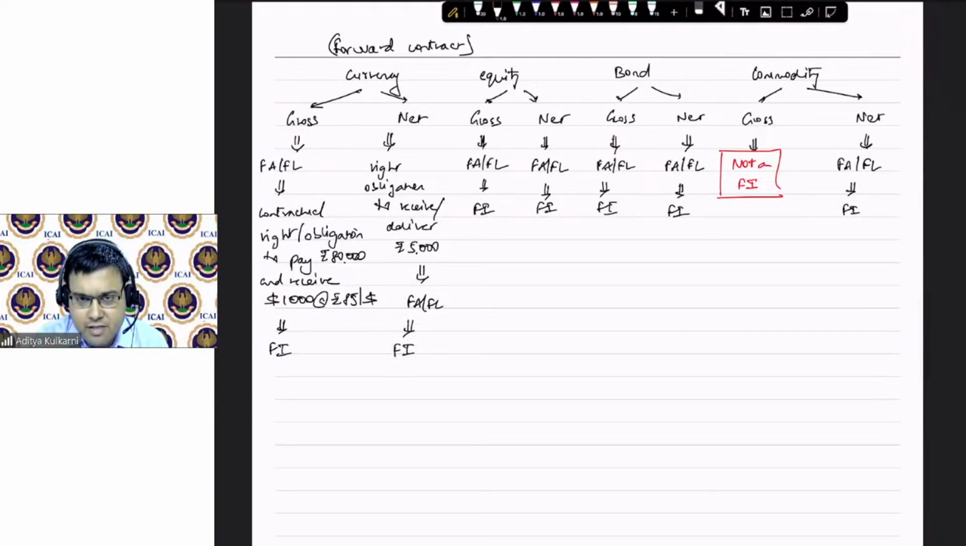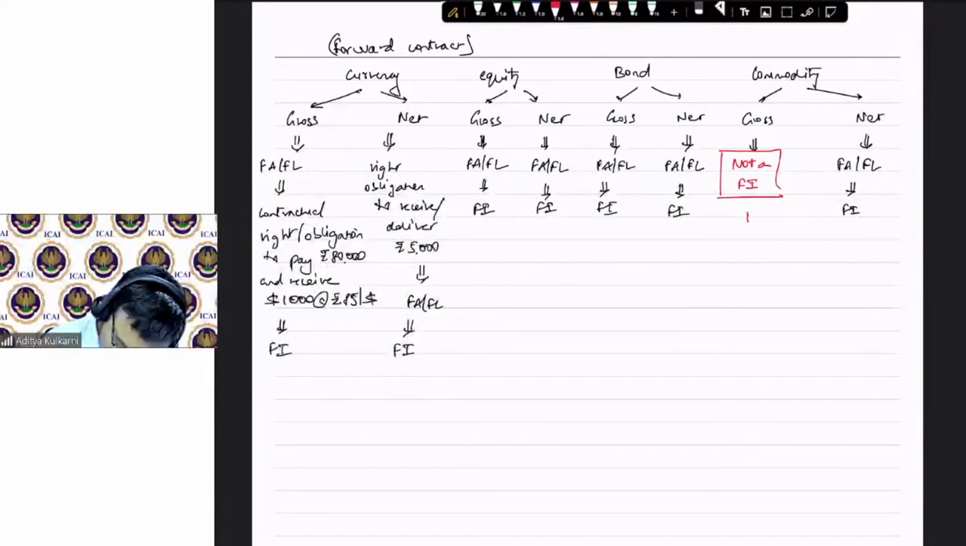So all your derivatives, are they financial assets, financial liabilities, or financial instruments? Answer is yes, except gross settled commodity derivatives. All your derivatives except gross settled commodity derivatives are financial instruments. Gross settled commodity derivatives do not fall under the definition of financial instruments, because there is a contractual right to receive non-financial assets, and non-financial assets obviously will not fit in the definition of financial assets.